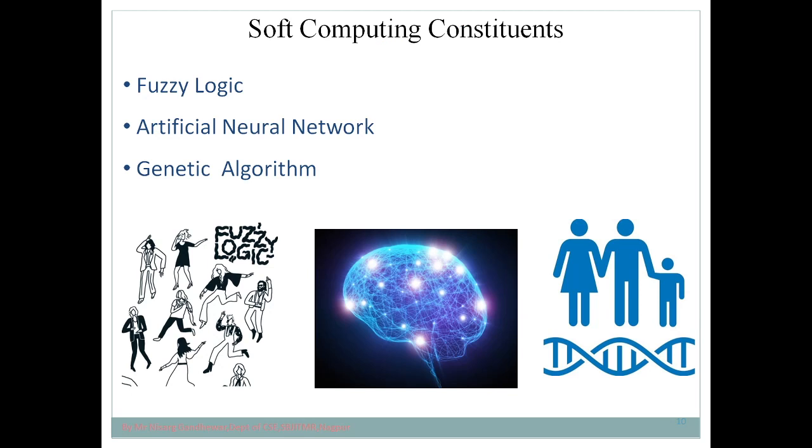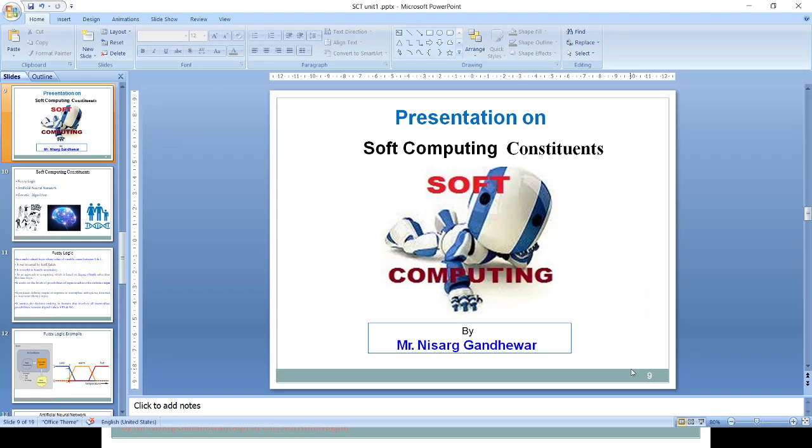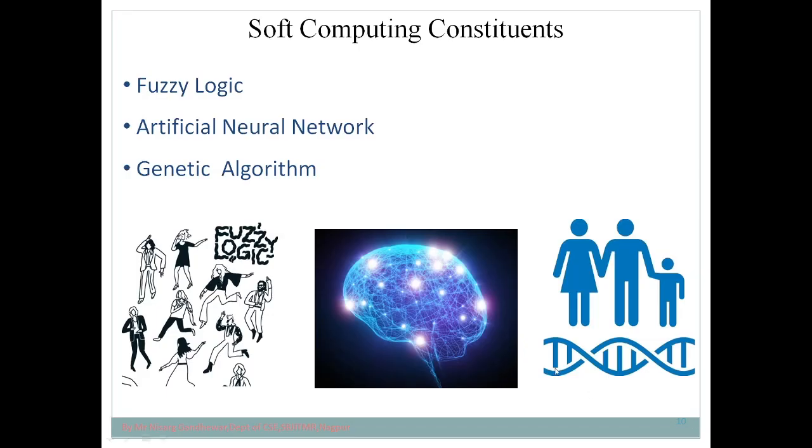There are three constituent elements for SOP computing. The very first one is fuzzy logic, second one is artificial neural network, and third one is genetic algorithm. Here we try to understand all this in detail along with examples. In short, I want to tell you the role of fuzzy logic in SOP computing. Fuzzy logic helps us with decision making. In order to make a decision, fuzzy logic is useful.